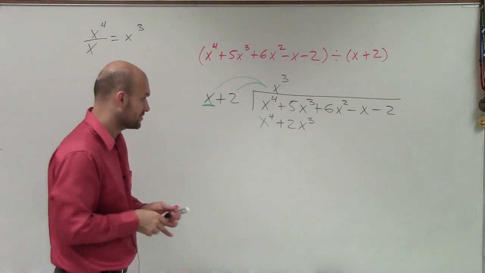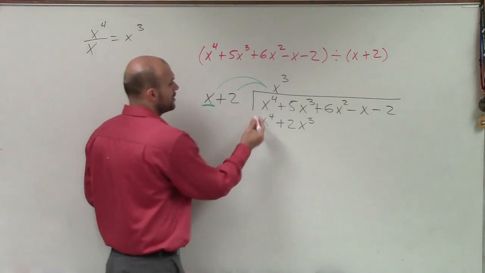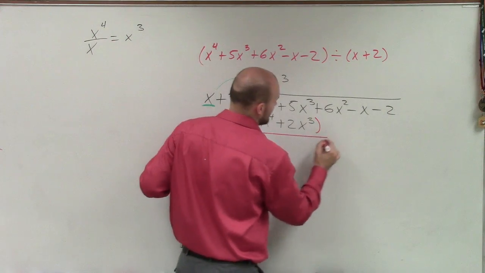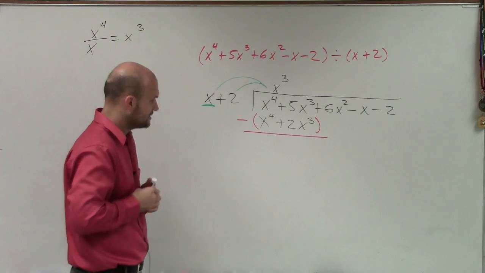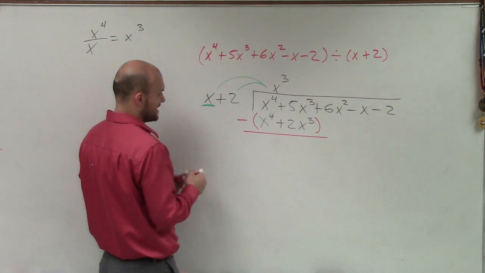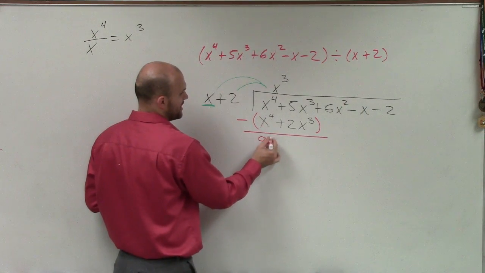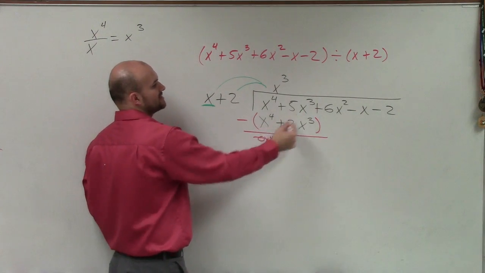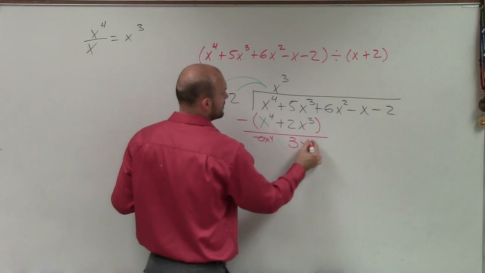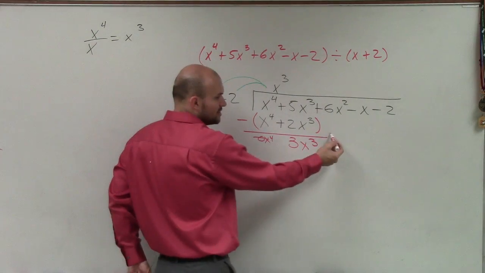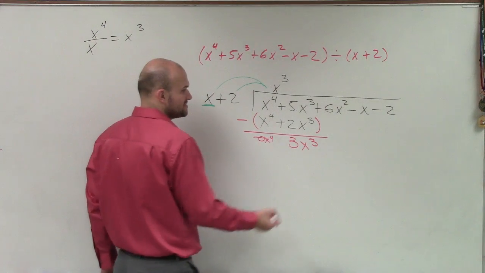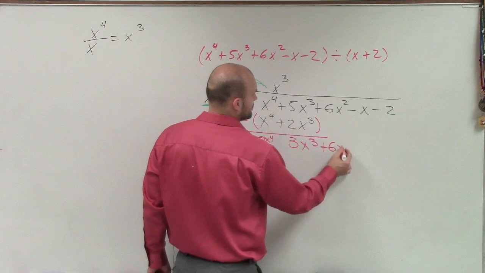Now, here's where it gets a little confusing. We wrote them down below. I like to put them in parentheses, and I subtract the two rows. When subtracting the two rows, I get x to the fourth minus x to the fourth, which is just 0x to the fourth, which is non-existent. You don't even have to write it. 5x cubed minus 2x cubed is 3x cubed. There's obviously no x squared or x, so those are all just subtracting from 0, so you can just bring them down.